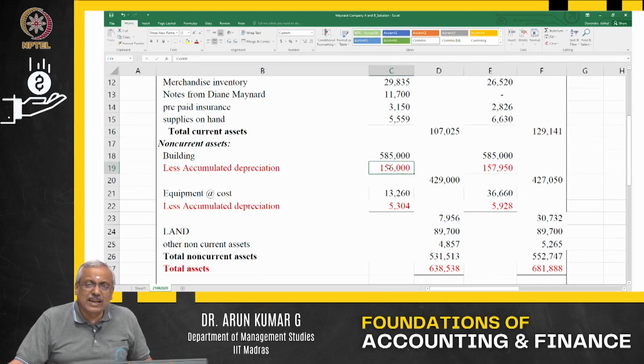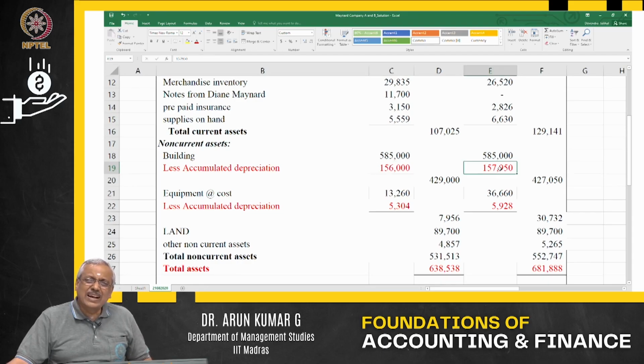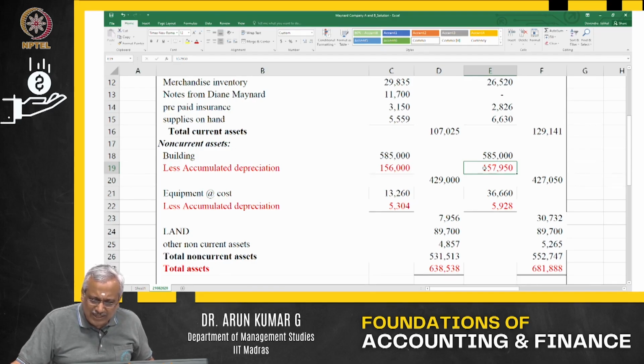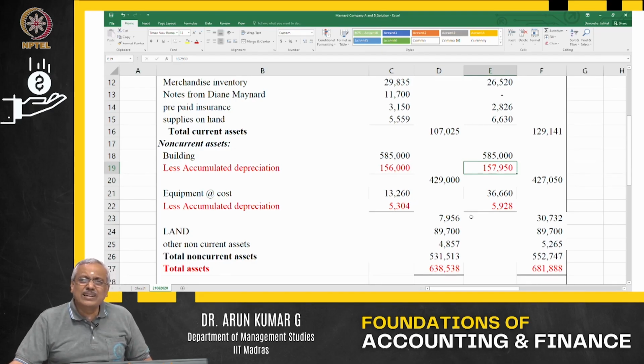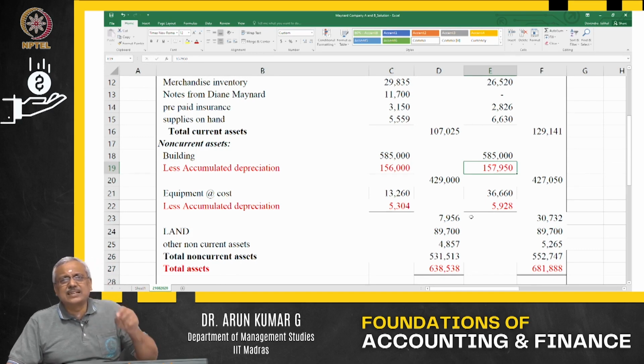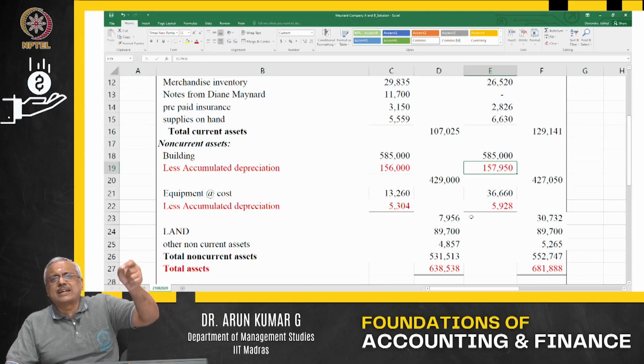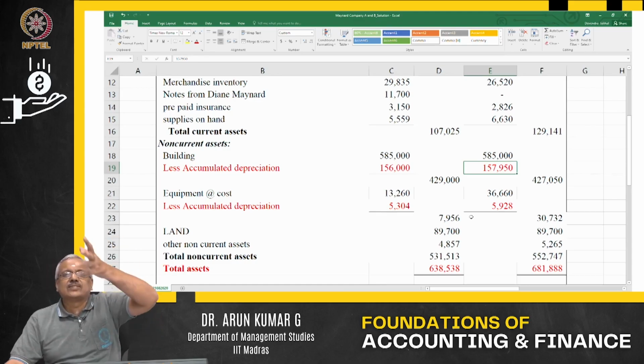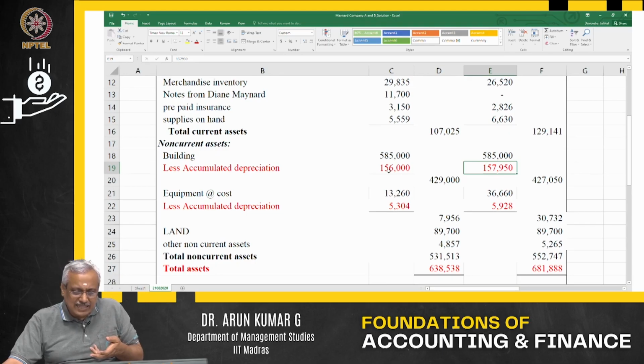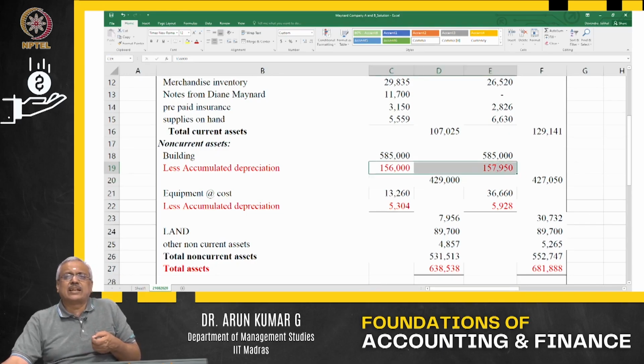Accumulated depreciation on the building on the 1st of June was 156,000. On the 30th of June, 157,950. Why the difference? Why has the accumulated depreciation increased? It has increased purely because the depreciation pertaining to the month of June is added on the 30th of June. It has increased from 156,000 to 157,950 because the depreciation for the month of June has been added to it.